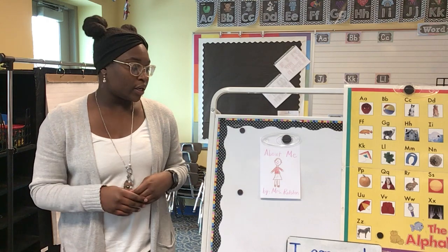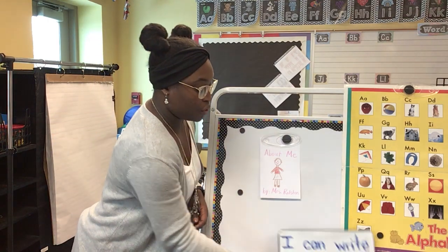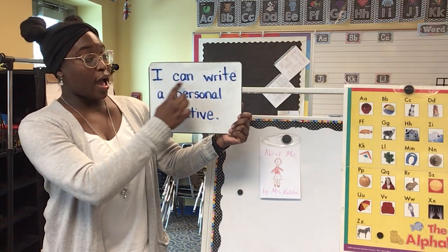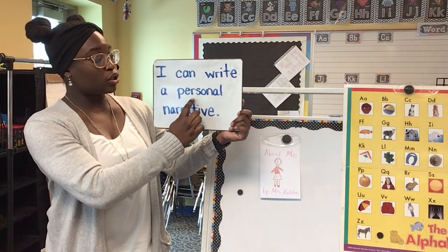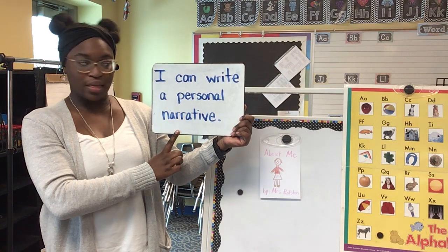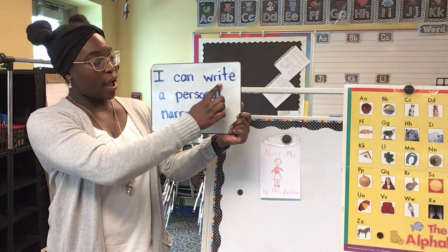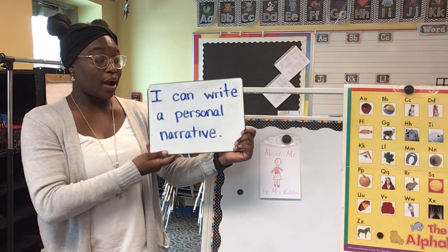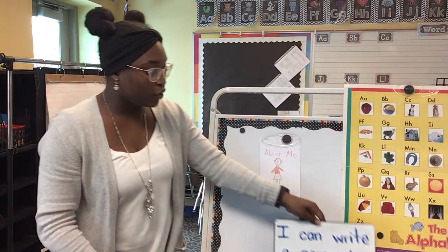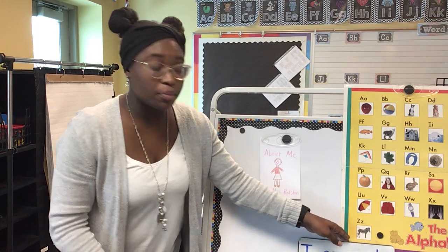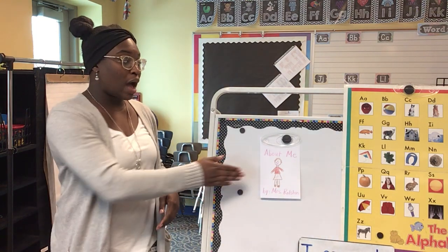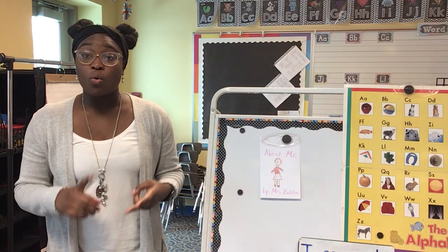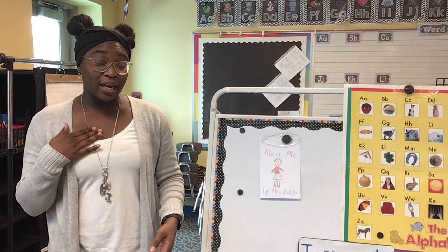So before we get started today, we're going to go ahead and review our learning objective. Here we go. It says, I can write a personal narrative. Can you say that with me? I can write a personal narrative. That means you can write a story about yourself. Mrs. Ralston also talked about some words that we might use in our personal narrative. We might use the words I or me or mine, okay?